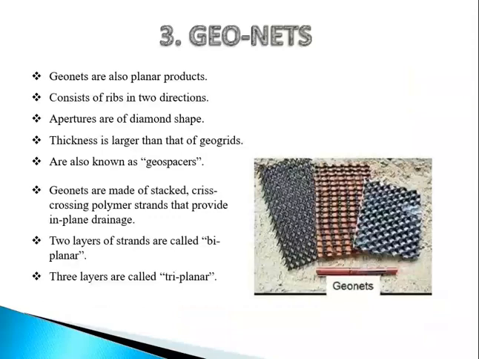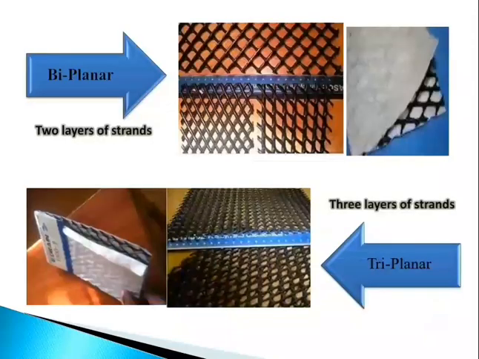Next one is geonets. Geonets are also planar products, consisting of ribs in two directions and of diamond shape. Thickness is larger than that of geogrids, and they are also known as geospacers. Geonets are made up of stacked crisscrossing polymer strands that provide in-plane drainage. Two layers of strands are called biplanar and three layers are called triplanar. You can see biplanar and triplanar in the images.